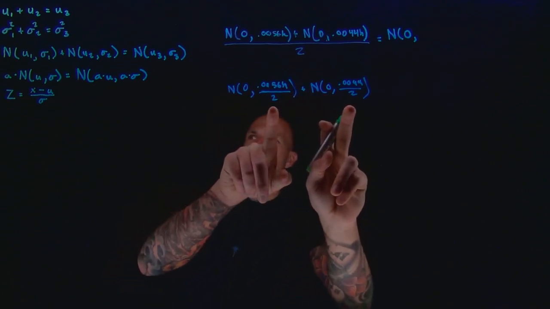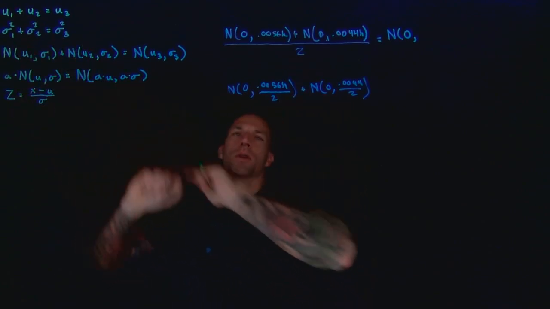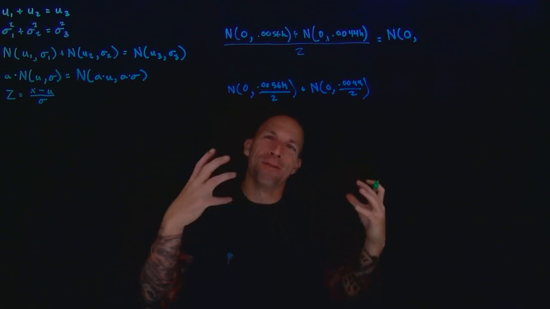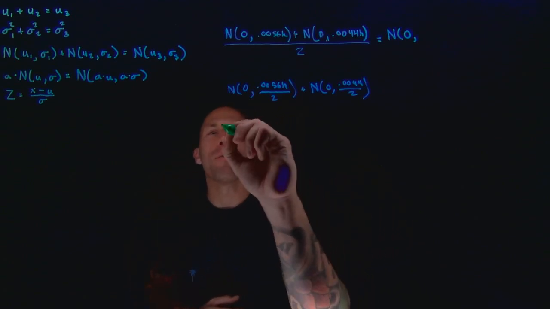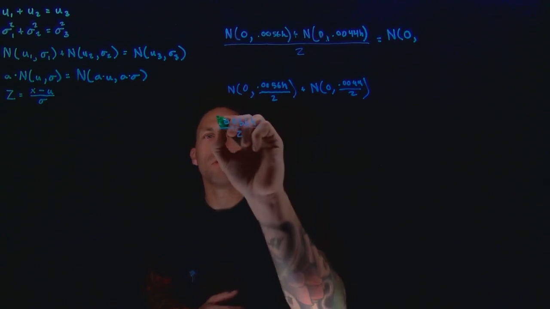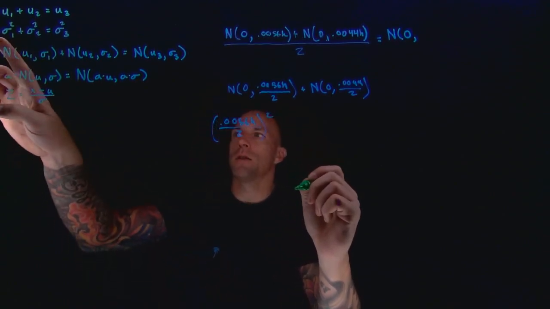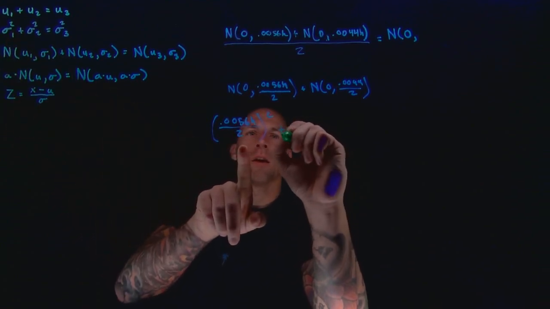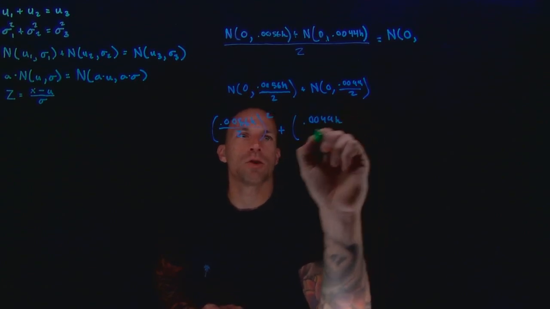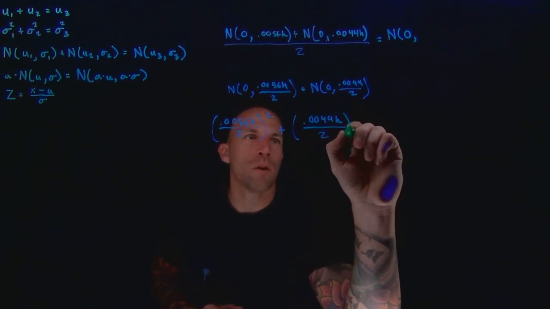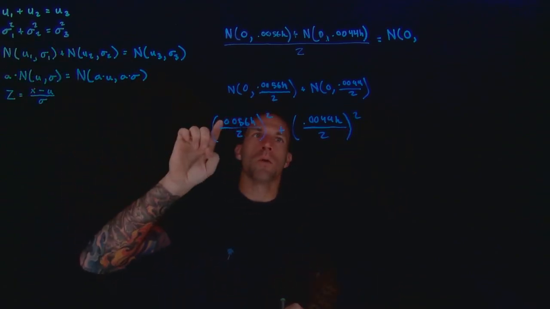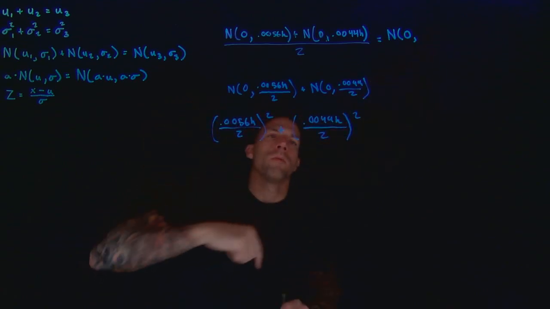Now I'm going to take these two standard errors and apply this formula right here. So first, how do you convert the standard error to variance? You square it. So we have 0.0056h over 2 squared, just applying this rule right here, squaring my first standard error, plus 0.0044h over 2 squared. The sum of those two is going to equal the variance of our new normal.